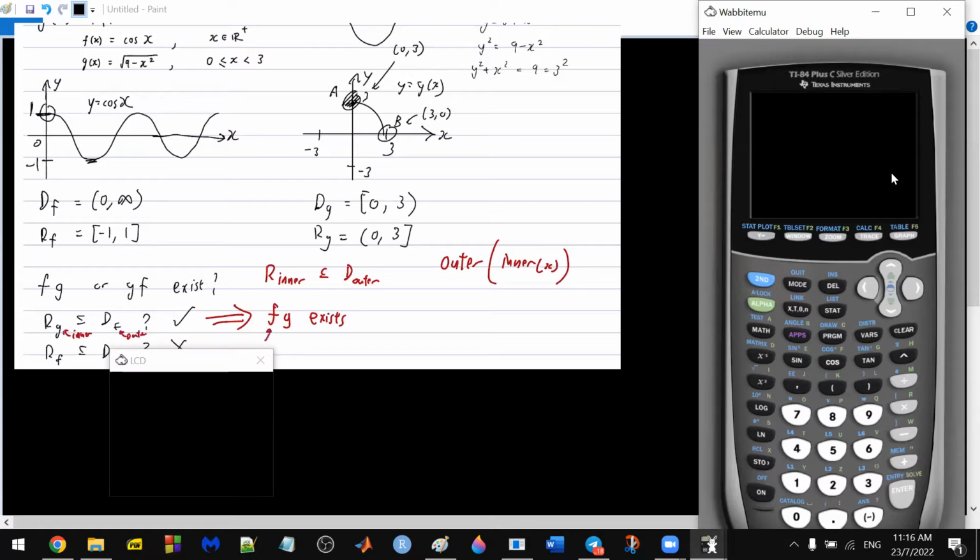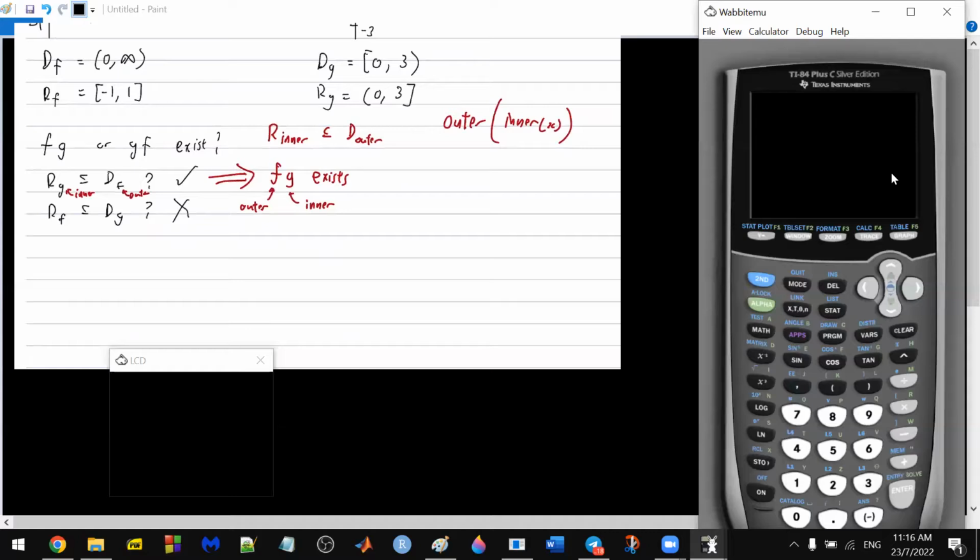This one, you must get it right. Otherwise you only have a 50-50 chance of getting it right. Flip a coin, I guess. Don't flip a coin, please. Please remember this rule: range of inner is a subset of domain of outer. Then okay, so now we find the rule.